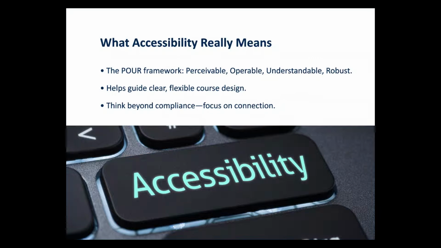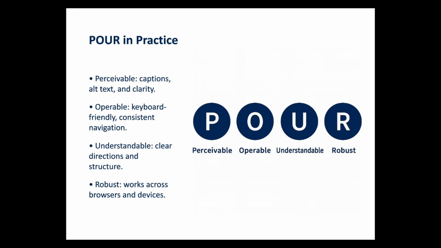Accessibility rests on four principles: perceivable, operable, understandable, and robust. These make content usable for all learners. Perceivable means students must be able to sense information in multiple ways. Operable means your materials must be navigable using a keyboard, mouse, or assistive tech. Understandable content flows logically, and robust materials work across devices and tools.